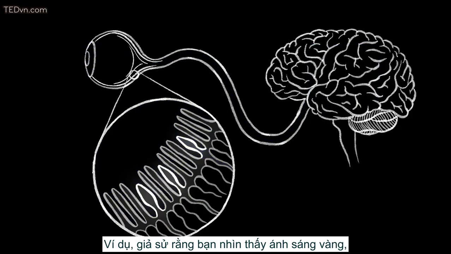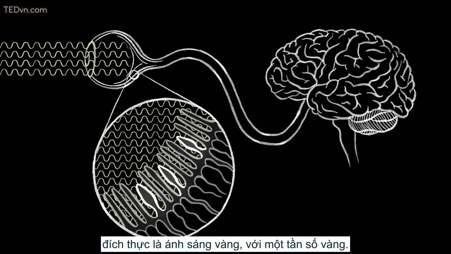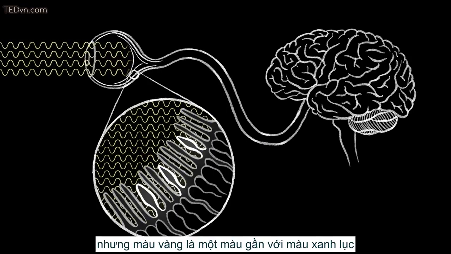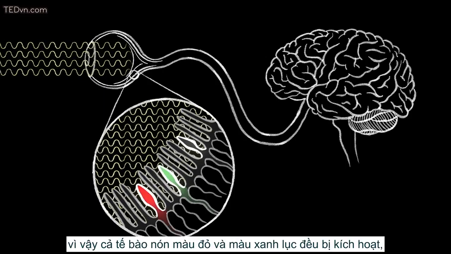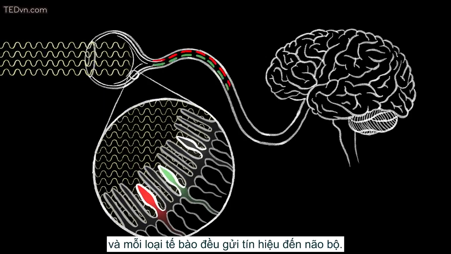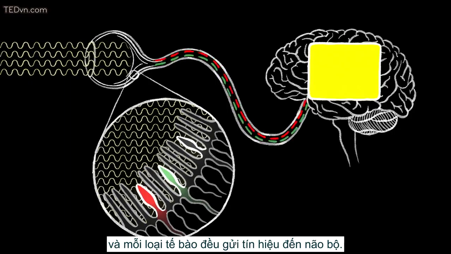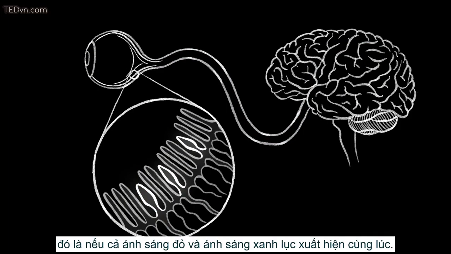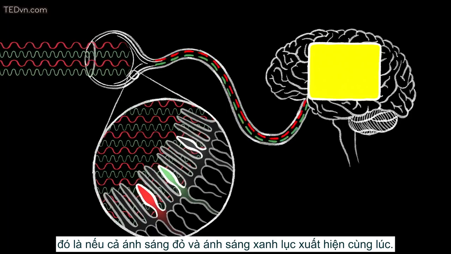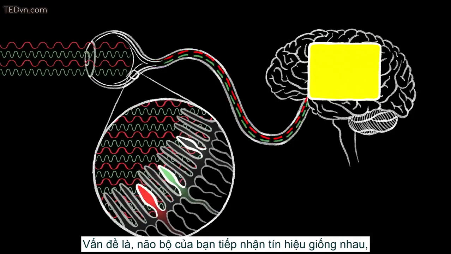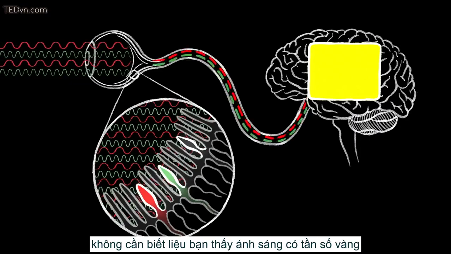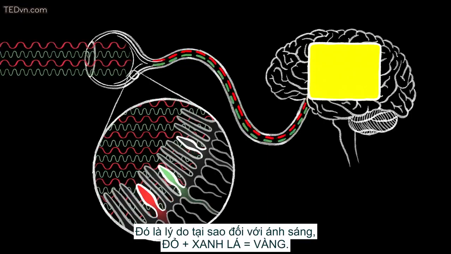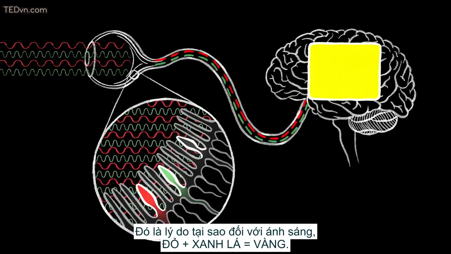For example, suppose that yellow light, that is, real yellow light with a yellow frequency, is shining on your eye. You don't have a cone specifically for detecting yellow, but yellow is kinda close to green and also kinda close to red, so both the red and green cones get activated and each sends a signal to your brain saying so. Of course, there's another way to activate the red cones and the green cones simultaneously, if both red light and green light are present at the same time. The point is, your brain receives the same signal regardless of whether you see light that has the yellow frequency or light that is a mixture of the green and red frequencies. That's why, for light, red plus green equals yellow.